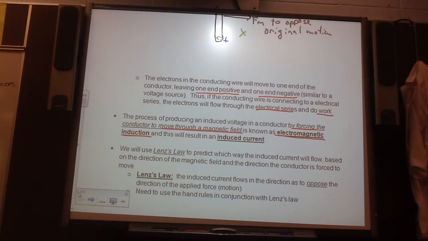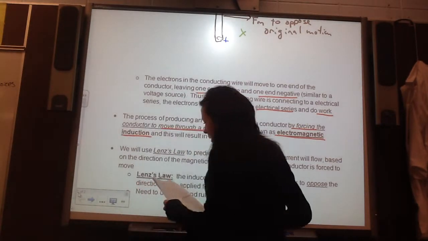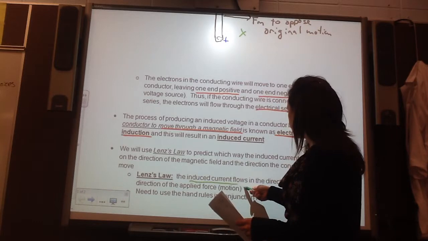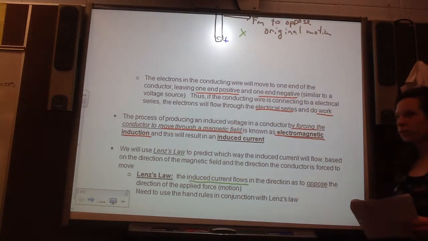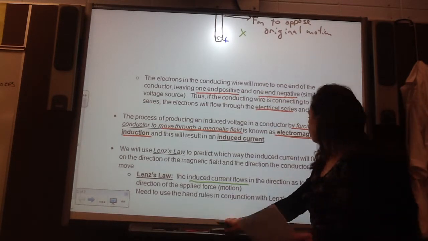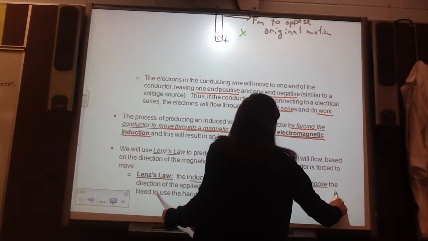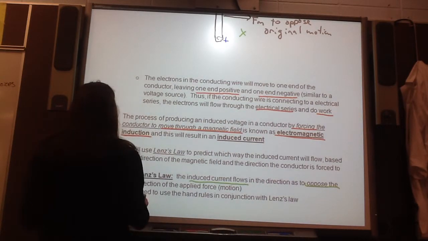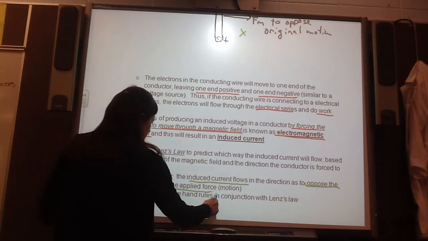So we will use Lenz's law to predict which way the induced current will flow based on the direction of the magnetic field and the direction the conductor is forced to move. So Lenz's law states the induced current flows in the direction as to oppose the direction of the applied force.